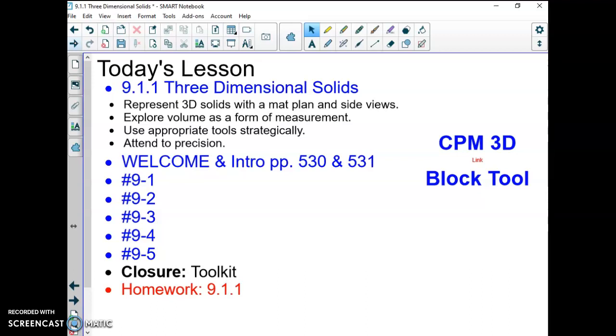So chapter 9 and 11 is our last chapter, all about solids. So we're going to learn some vocabulary today, things that you really want to focus in on. What is a mat plan, and what are the side views, and how are they different? We're going to talk about volume, and we have to be precise today.